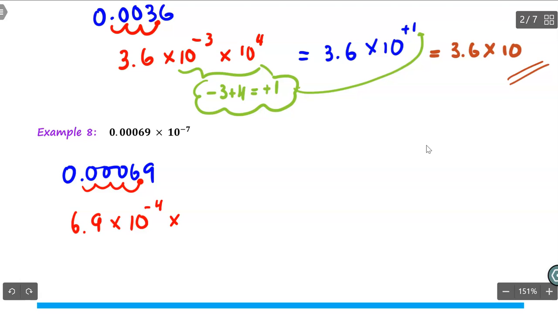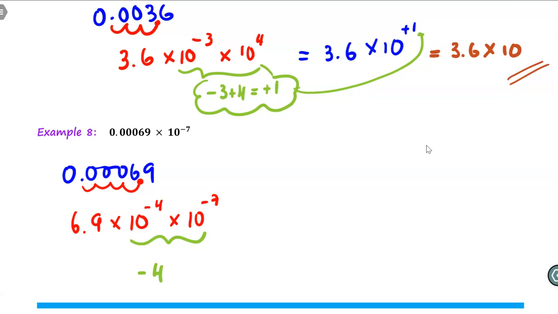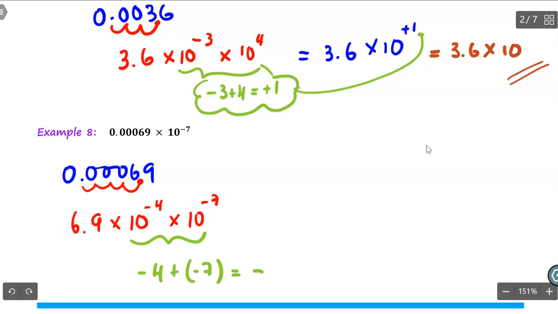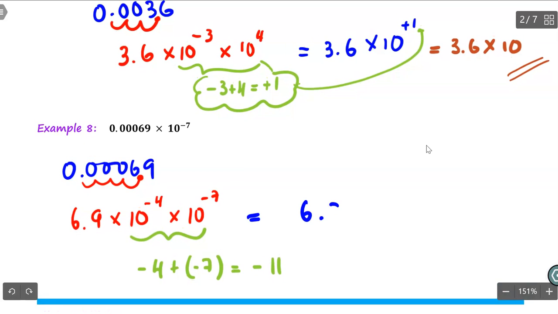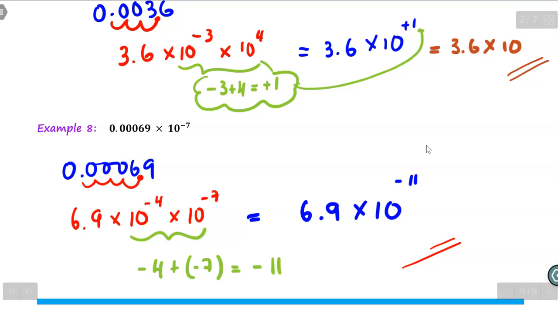So now I write times 10 to the negative 7, and then I combine these two. So in this case, you have negative 4, okay? You add that with negative 7. So this will give you negative 11. So therefore, I am going to write my number as 6.9 times 10 to the exponent of negative 11. Okay, very good.